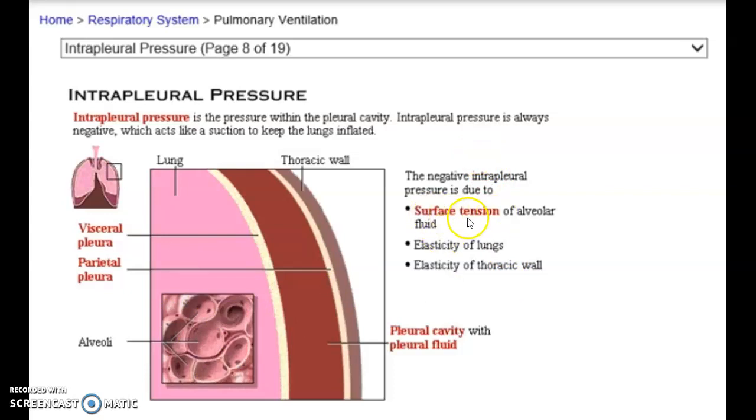Also, we have the thoracic wall moving outward while the lungs are moving somewhat inward. That creates the space here and creates the actual pressure within the space. So we have these three factors that are creating the intrapleural pressure.